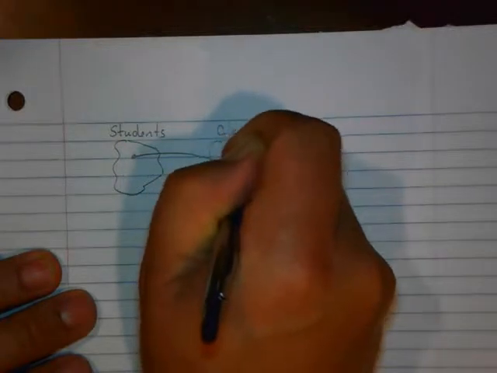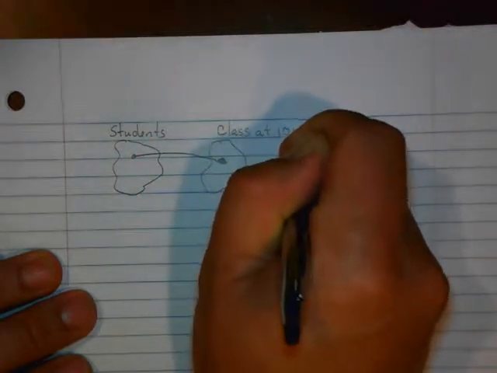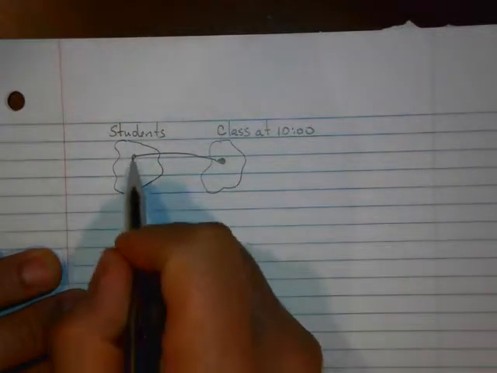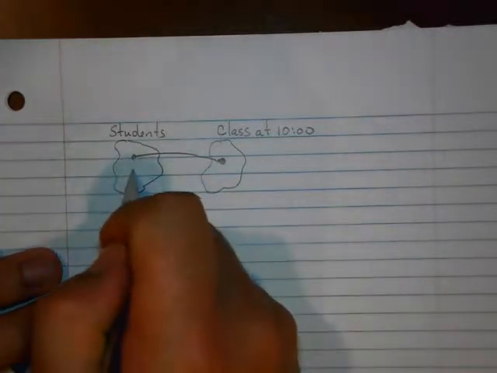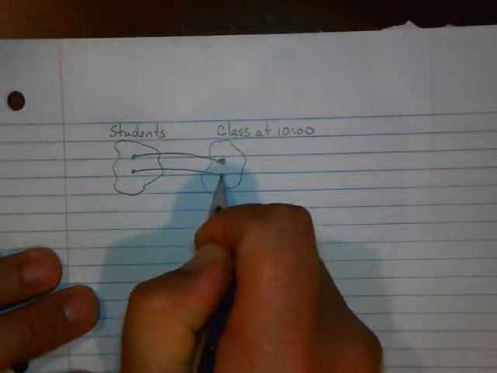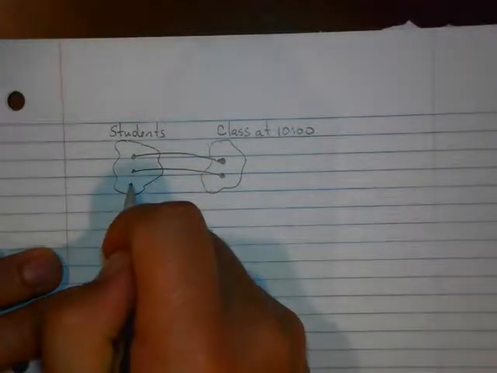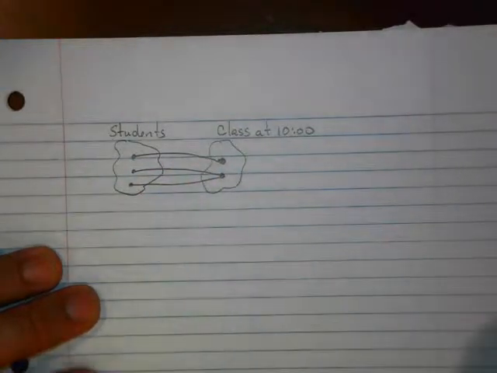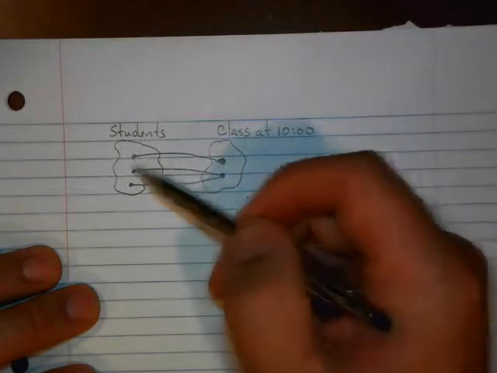So let me do it again. Here's a set. Think of this set being not numbers, but students. So here's a student, and here are classes. We'll say a class at 10 o'clock. A student goes to some class at 10 o'clock. Another student goes to a different class at 10 o'clock. Another student goes to the same class. So you have 3 different students, but 2 students are going to the same class. That's not a problem. That's a function.